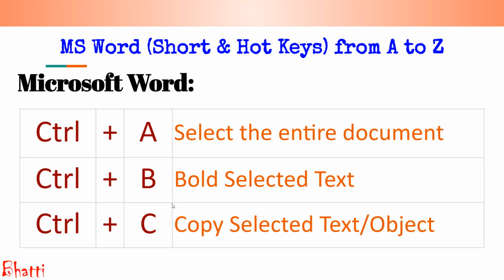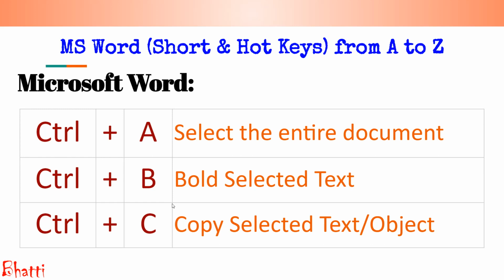Control A, the first. The Control A command is used to select the entire document. What do I mean by the entire document? The document may have text, numbers, objects like pictures, clip art, whatever. Even the shapes. So this command will select the whole document.